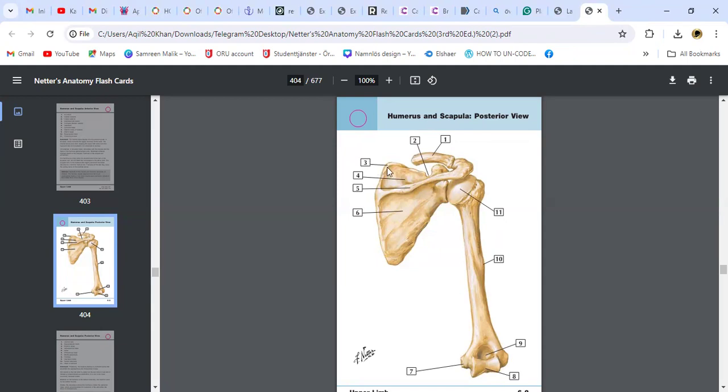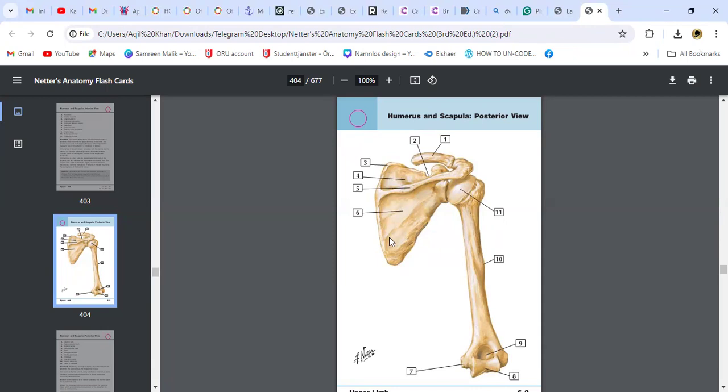Number 3 is the superior angle. See, before we studied the inferior angle. So whenever there is an inferior angle here, there has to be one superior angle as well. That's the easiest way of learning something. So number 4 is the supraspinous fossa. If it's supraspinous, something has to be infraspinous as well. So this number 6 is the infraspinous fossa.